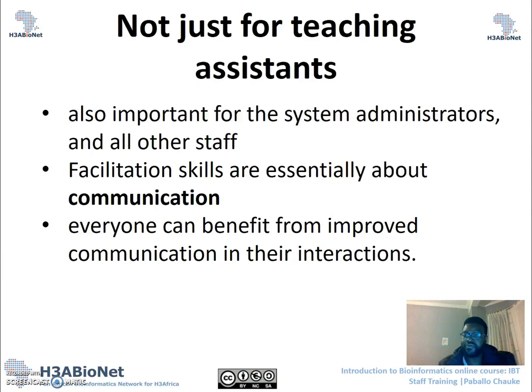What I'm doing now is a facilitation skill, and I think I'm also not perfect. I have a long way to go. So everyone can benefit from improved communication in their interactions, and the more you do it, the better you become as a facilitator.